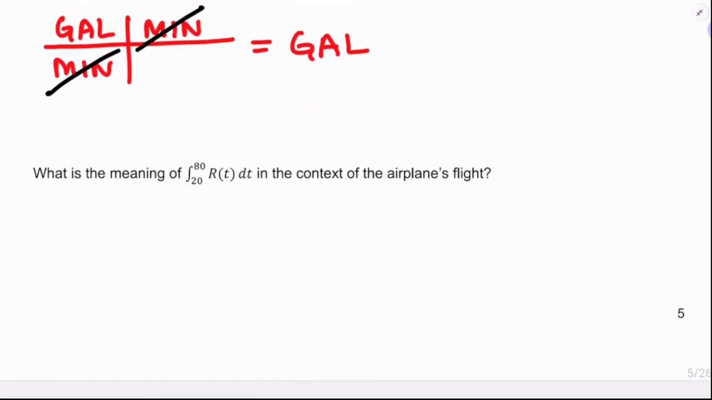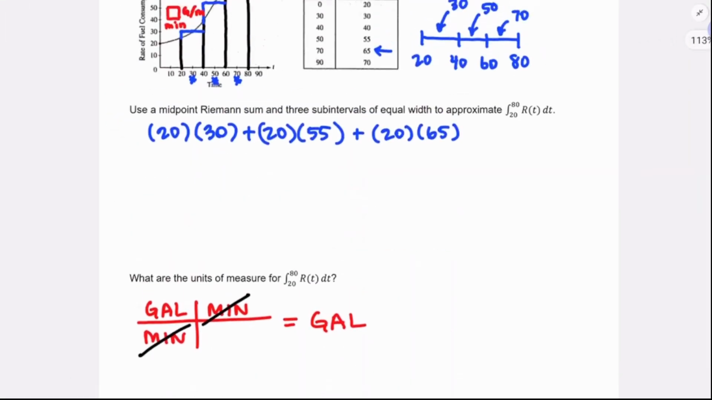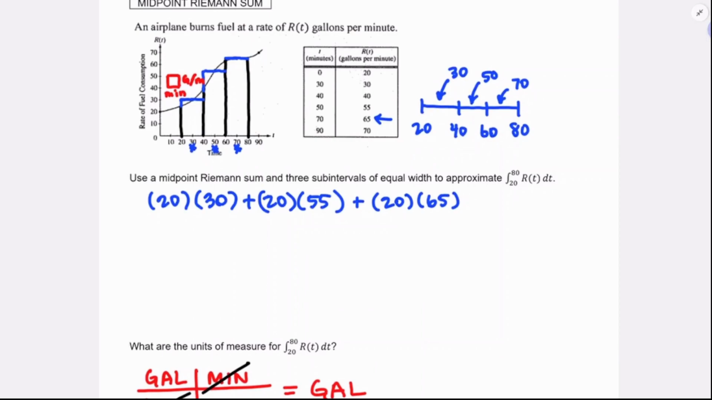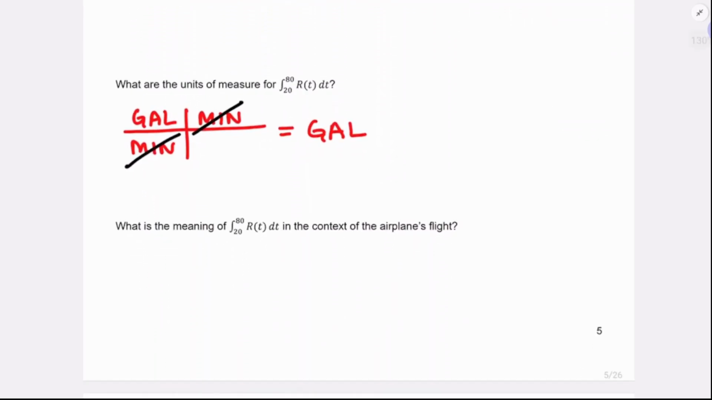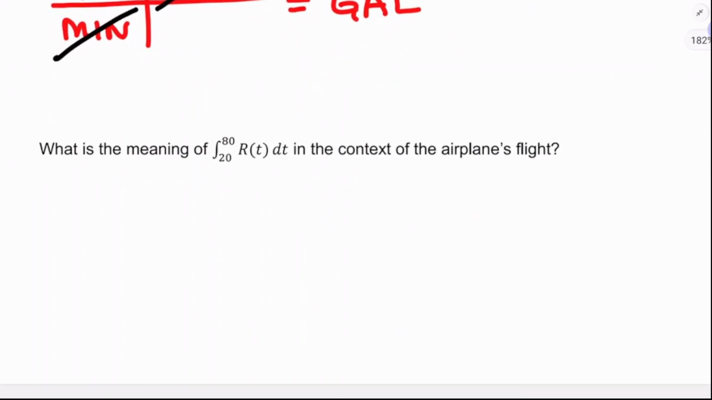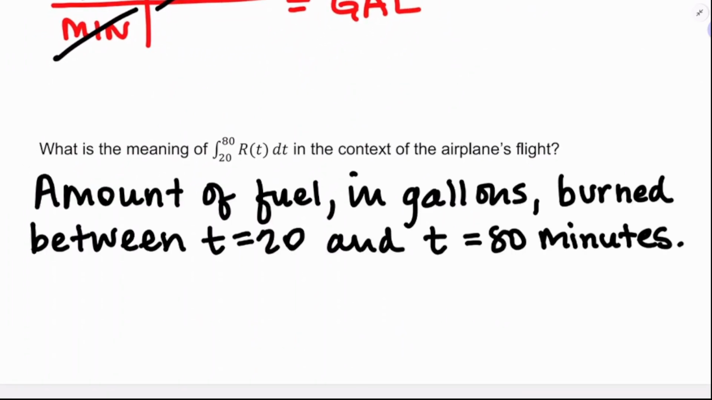Okay, and then, letting the units guide our interpretation: what's the meaning of the integral from 20 to 80 of r of t dt in the context of the airplane's flight? Well, an airplane burns fuel at a rate of r of t gallons per minute. If we had a rate in gallons per minute, and then we had calculated a number of gallons, that's probably going to be the number of gallons of fuel the airplane burned. And so a nice response to this question in the context of the airplane's flight: the amount of fuel in gallons burned by the airplane between t equals 20 and t equals 80 minutes.